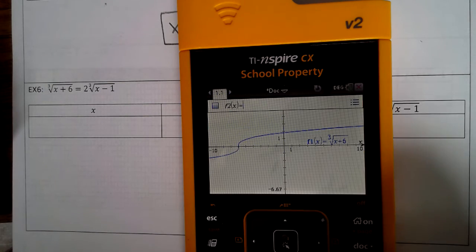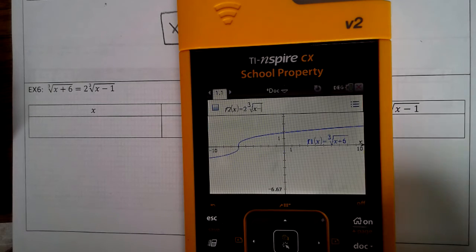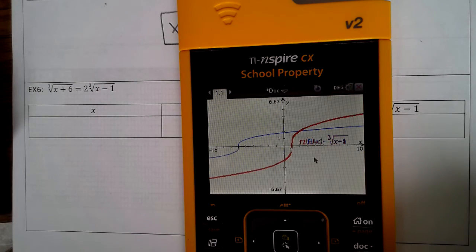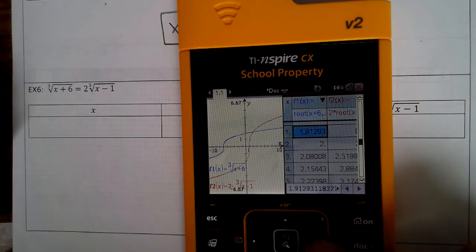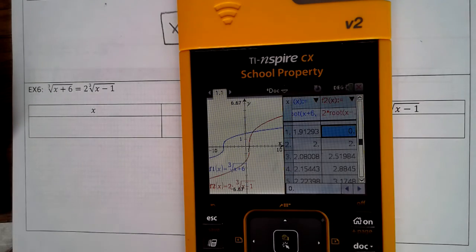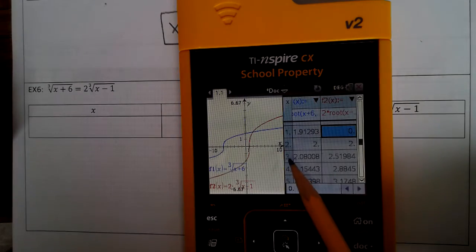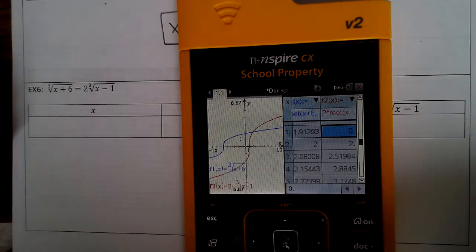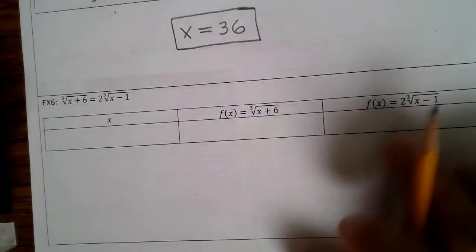Press Control T, click to the right, and we looked out, it's right there. So when x is 2, these values are both 2. Now remember, it's not this number the solution, it's the x value here. So x is 2.